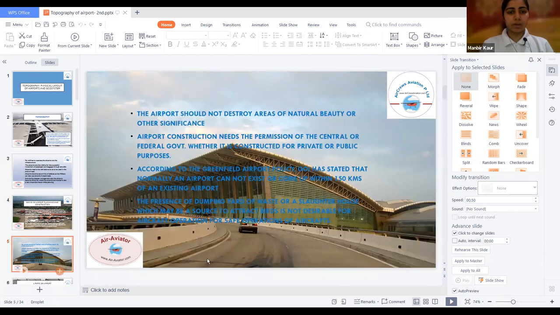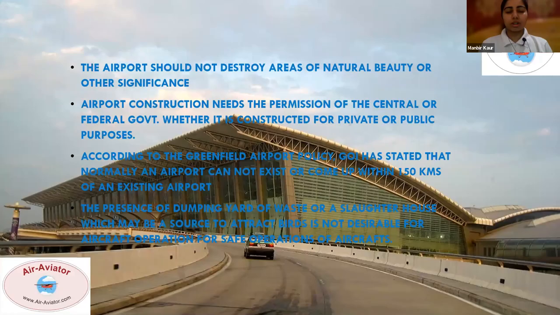So, talking about a few more factors about the layout of an airport. It should not be built in a way that destroys areas of natural beauty or other significance. An airport should only be built at a place where there is no existing habitat or existing building. It should be constructed on land which is really free. Airport construction needs the permission of the central or federal government, whether it is constructed for private or public purposes.